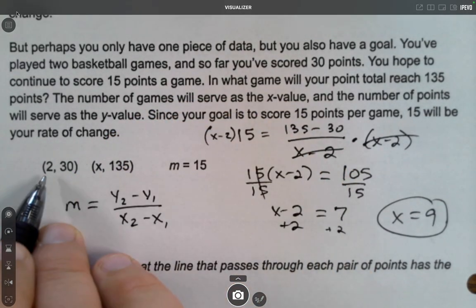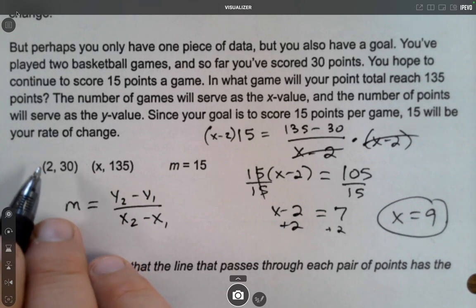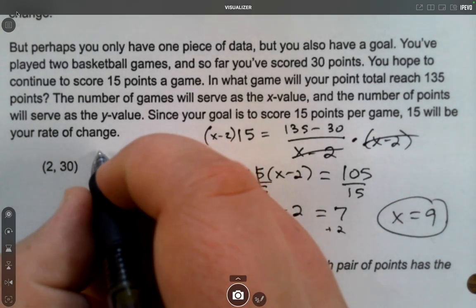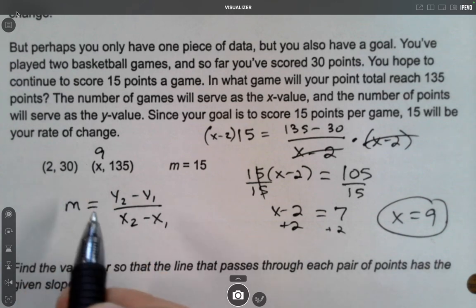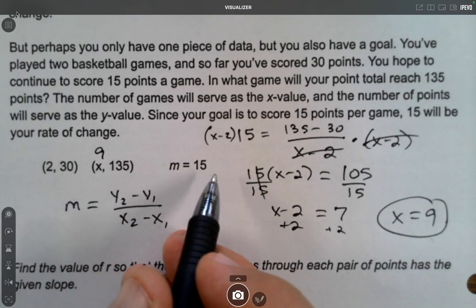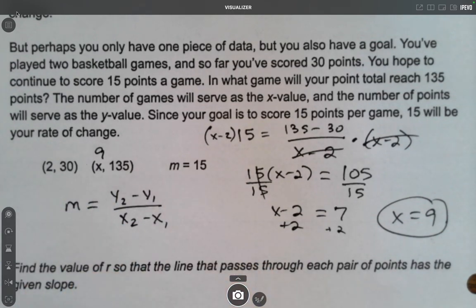So if we have the information of 2 games is 30 total points, and 9 games leads to 135 total points, that will be a slope or an average of 15 points per game.